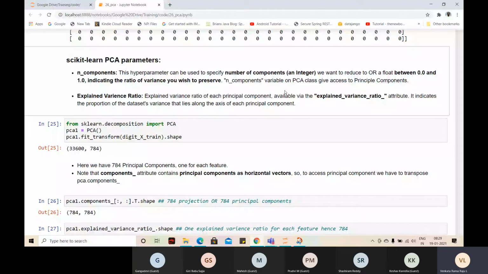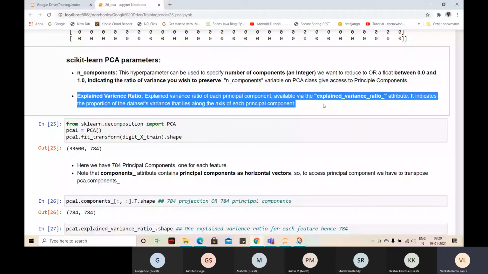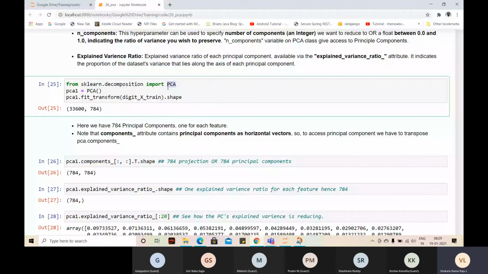Explained variance ratio is nothing but the eigenvalues of the data. Let us look at a simple example and then we'll talk about these theoretical things. PCA is the algorithm, and I called fit_transform. I took the digit recognizer X_train only. See this? There is no Y. I took only X, no Y.